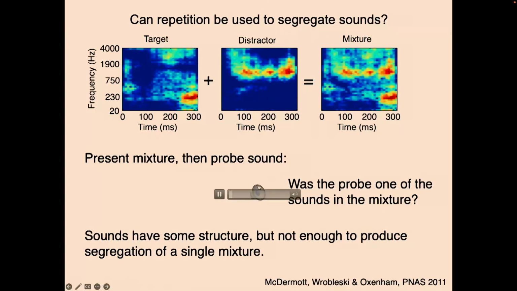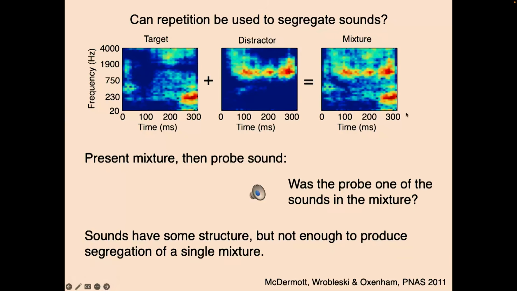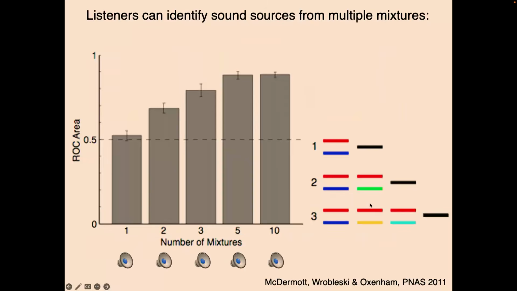So it sounds like this. Let me do it again. So the question is, that second sound, the probe, was that present in the mixture? And you don't know, because for these kinds of sounds, they just really fuse together. You don't really hear them as separate things. And it turns out that probe sound actually was in the mixture. So the sounds have some structure, but not enough to produce the segregation of a single mixture.